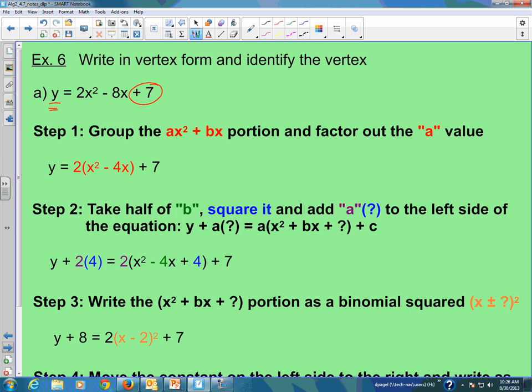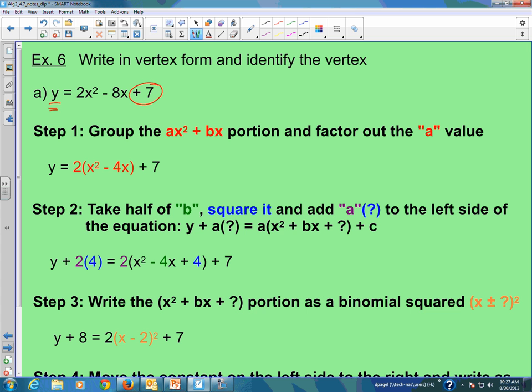So step 1 in this process, we group the ax squared and bx portion of the problem. So we see in red, the 2x squared minus 8x is our ax squared plus bx portion, and we factor out the a value. Now that a value is the leading term in front of the x squared. Now that a value may or may not go in as a factor of b. It might not divide nicely into b, and if it doesn't, that's okay. We can still factor it out.